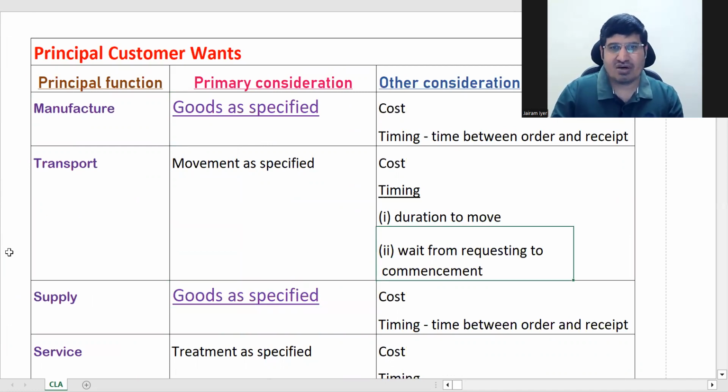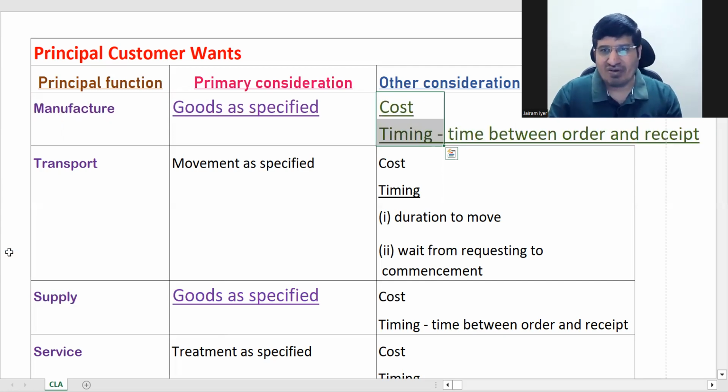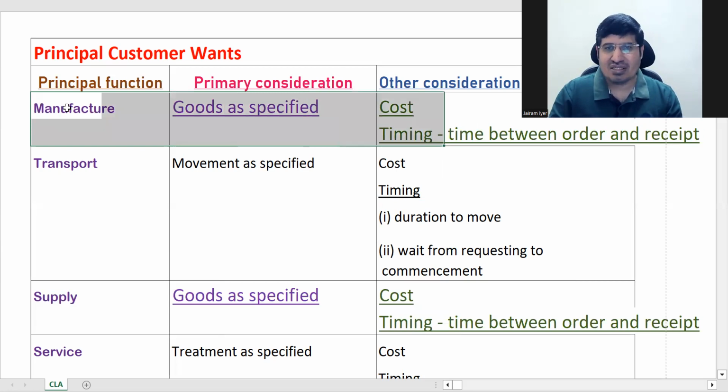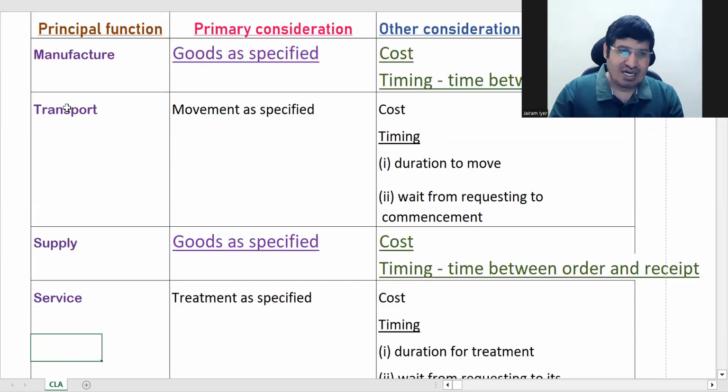Here you also have cost and timing, the time between order and receipt. Here also you have the time between order and receipt. So basically, this is exactly equal to this. Supply is the same as manufacture, right?